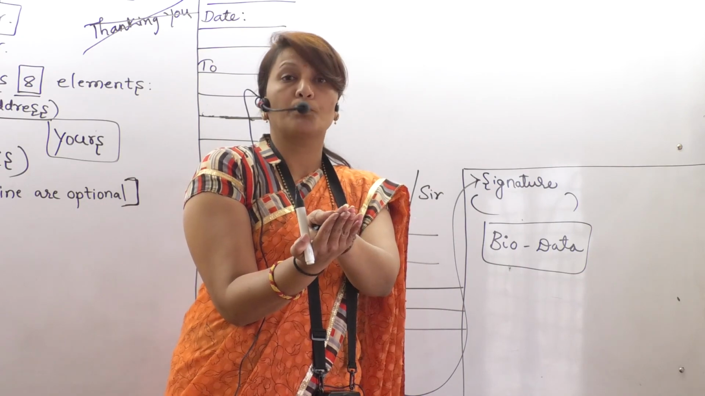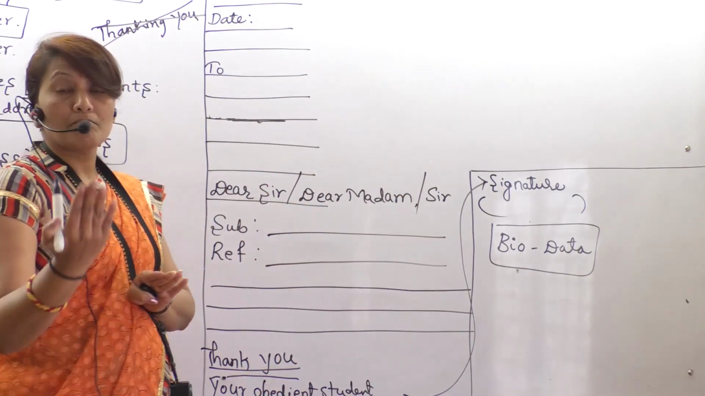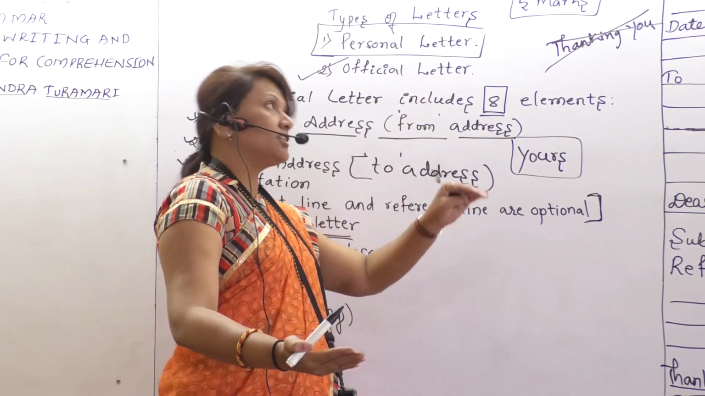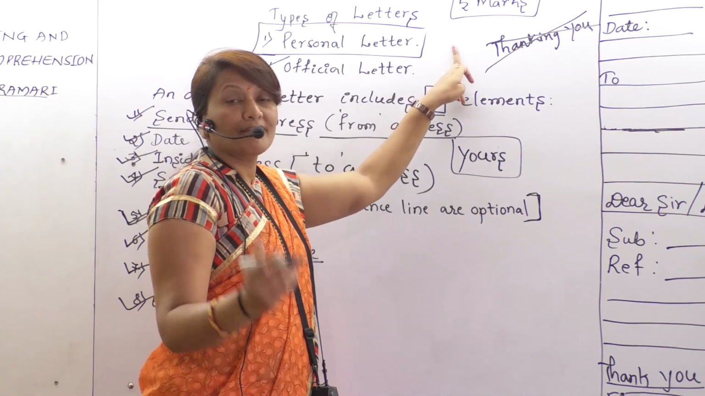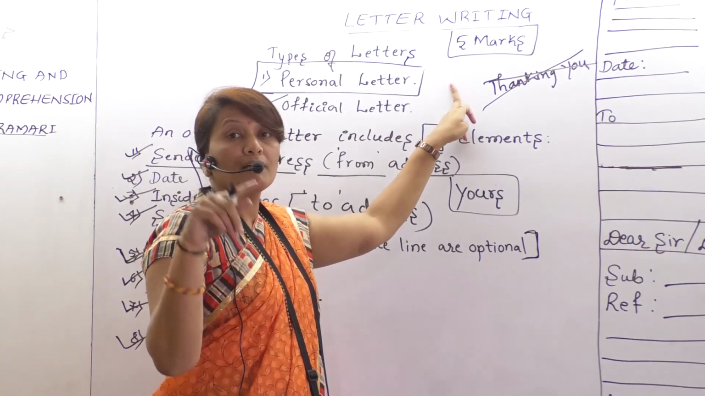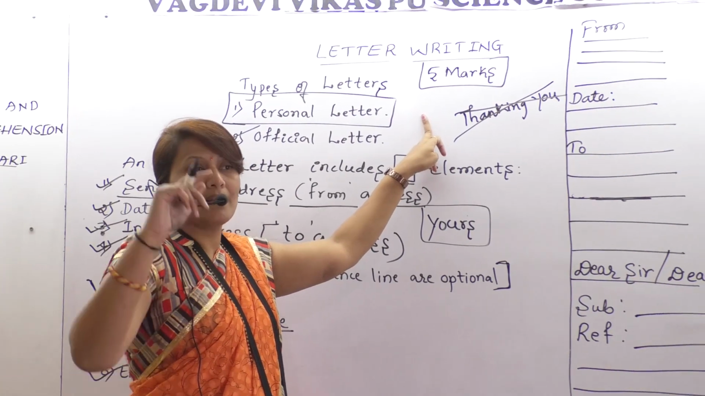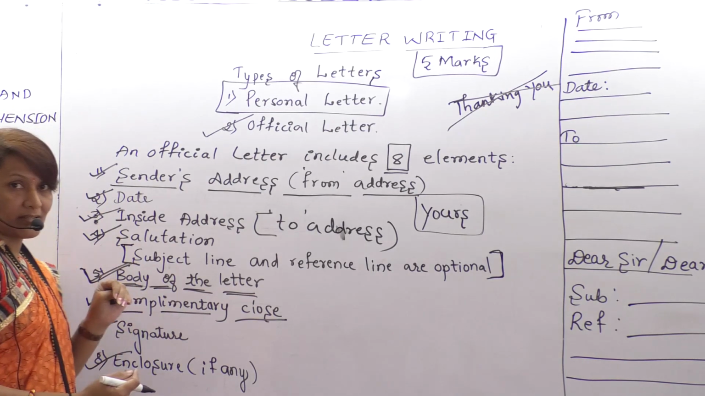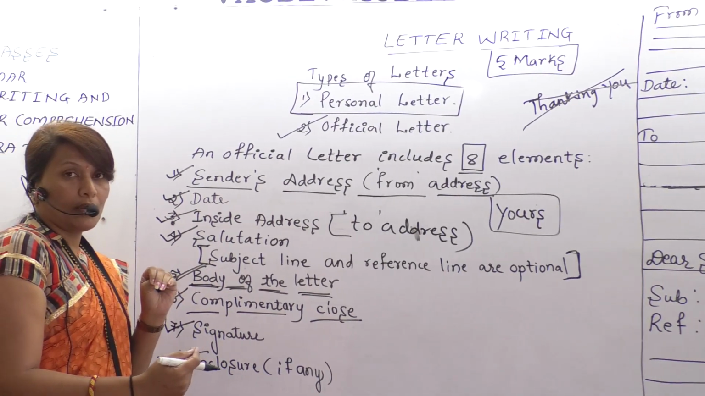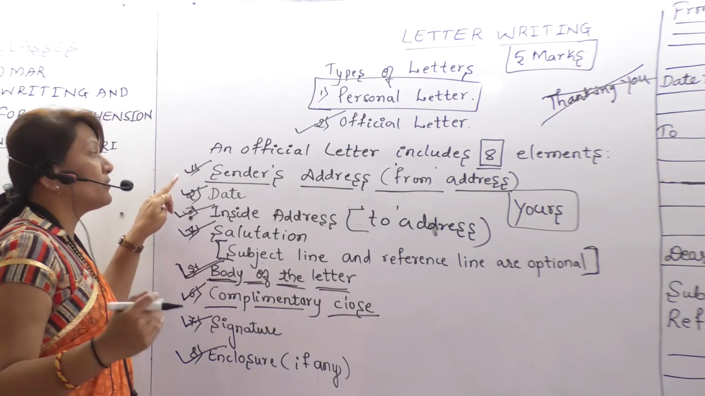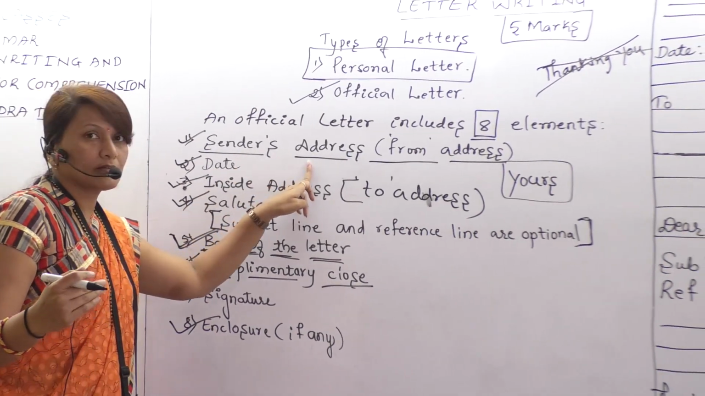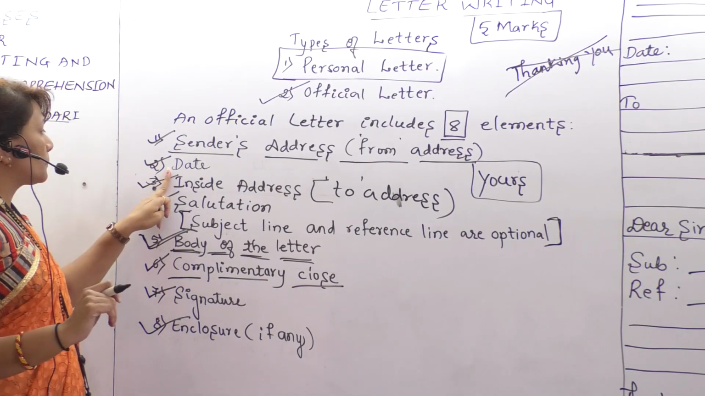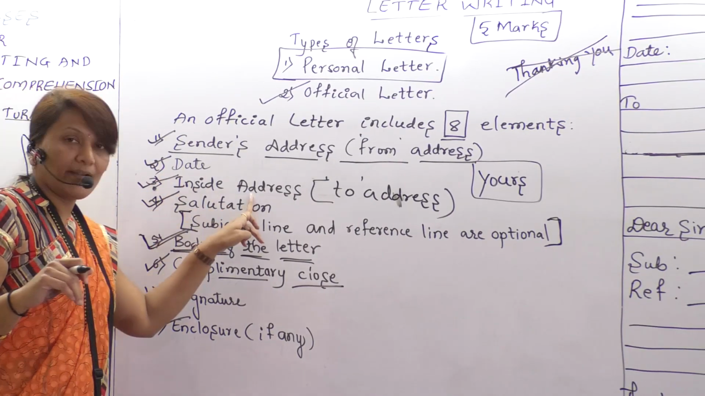So, these are the points which you have to remember to write an official letter to grab 5 marks in your examination. So let us once again glance at the points which help you to elaborate your official letter. The first point is the sender's address, which is the from address. Second point is the date. Third point is the inside address.